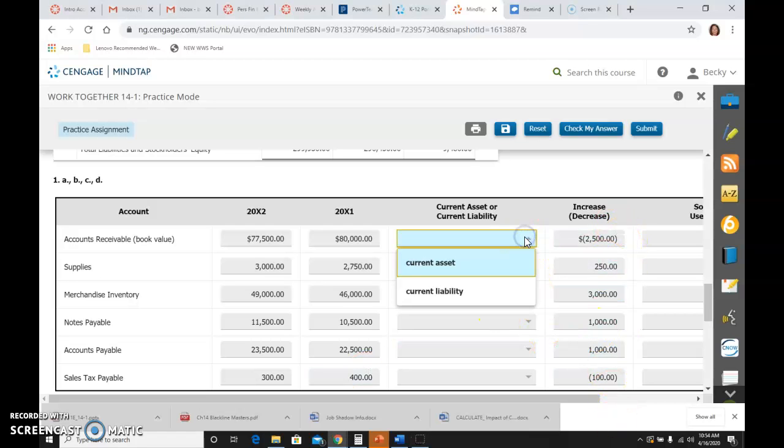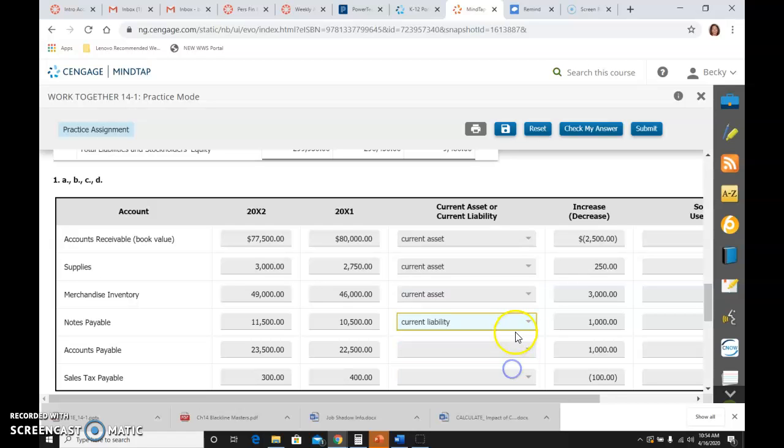It decreased from year to year, and they did that for every single one of these. So then let's go ahead and classify each of them. The first three are the current assets, and the next three are the current liabilities. And then we need to say if they're a source or a use of cash.